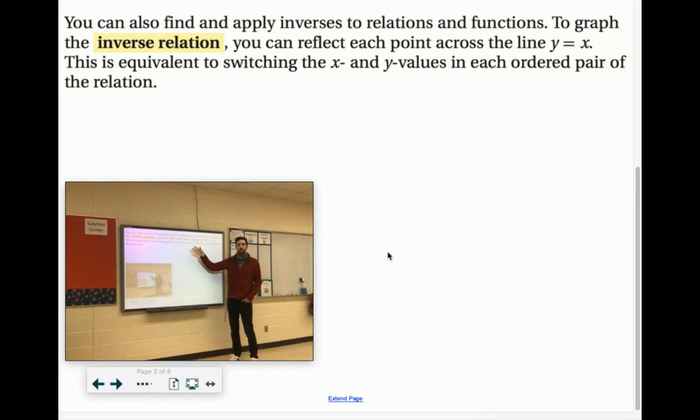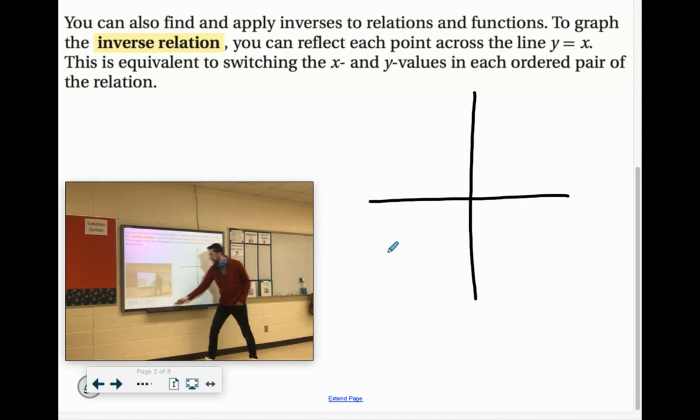You graph the inverse relation by reflecting it over the graph of the line y equals x. And you'll see what I mean here in a second. We're going to graph it. So you're going to get a graph that looks like this initially, and it might show some exponential growth like this.